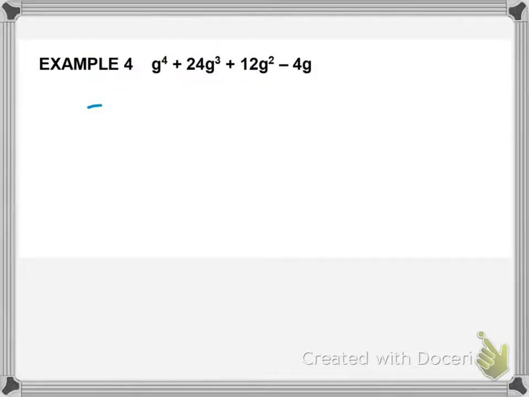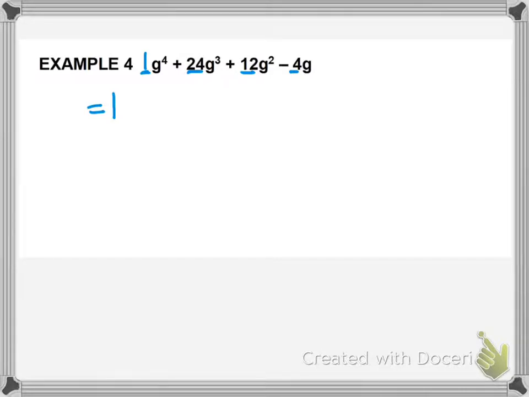Here's another example. So, first thing we're going to do, we're going to take a look at all of our coefficients. We've got a 1 in the first term. We've got 24 in the second term, 12, and negative 4. So here's the deal. If one of those coefficients is 1, the greatest common factor is always going to be 1 then. Okay? That's it. You can put it or you don't have to.